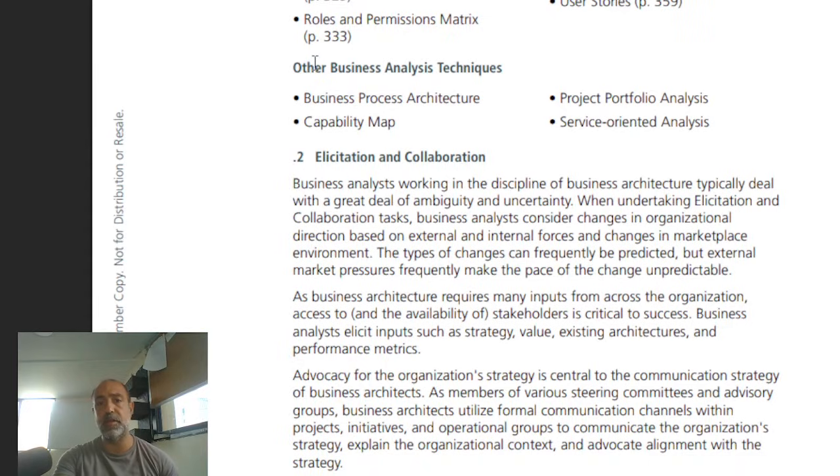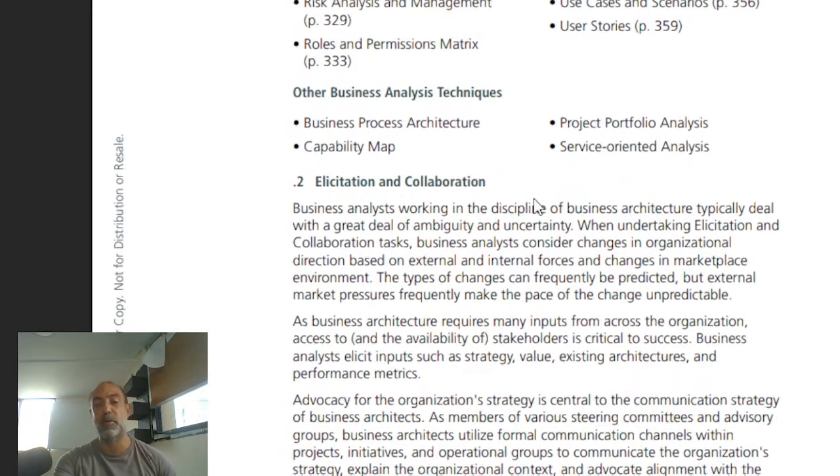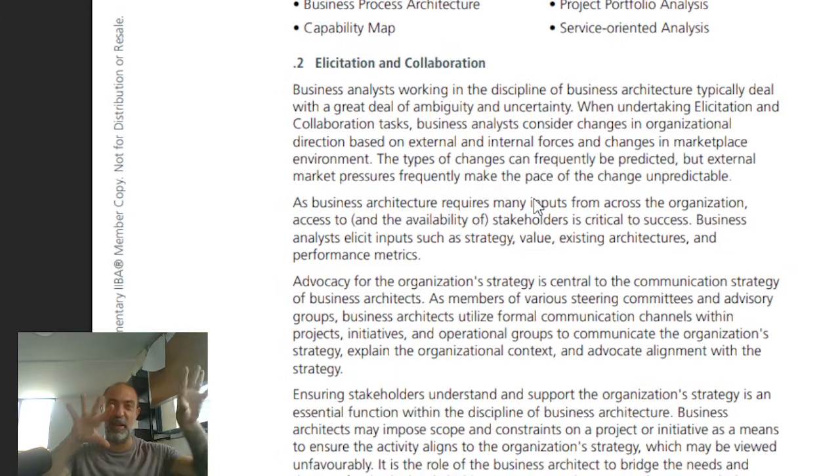Other business analysis techniques: business process architecture, capability mapping, project portfolio analysis, service-oriented analysis. If you look here, basically they end it with user stories, case scenarios, risk analysis, roles and permission matrix. Those are kind of architectural, right, because they're design-based.